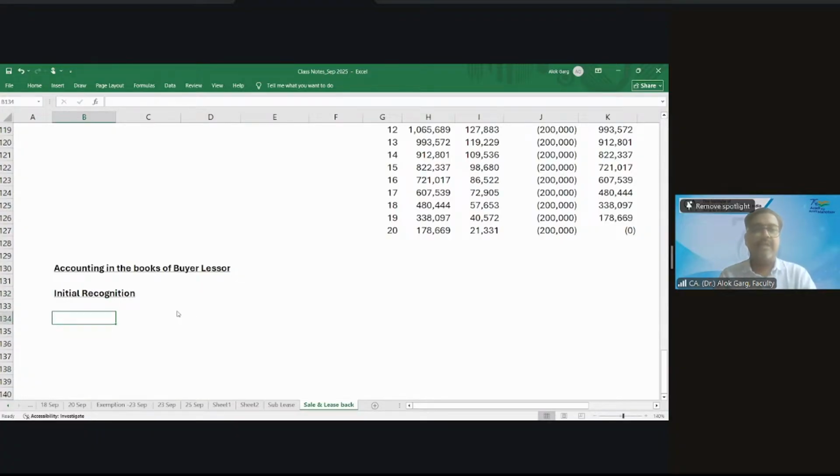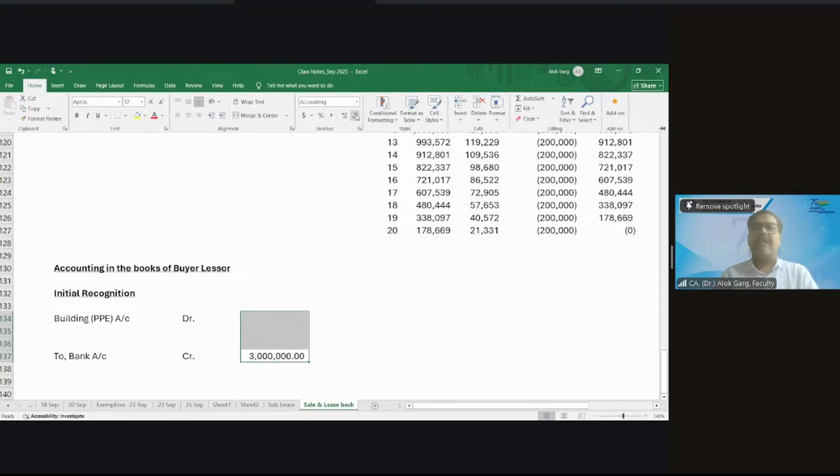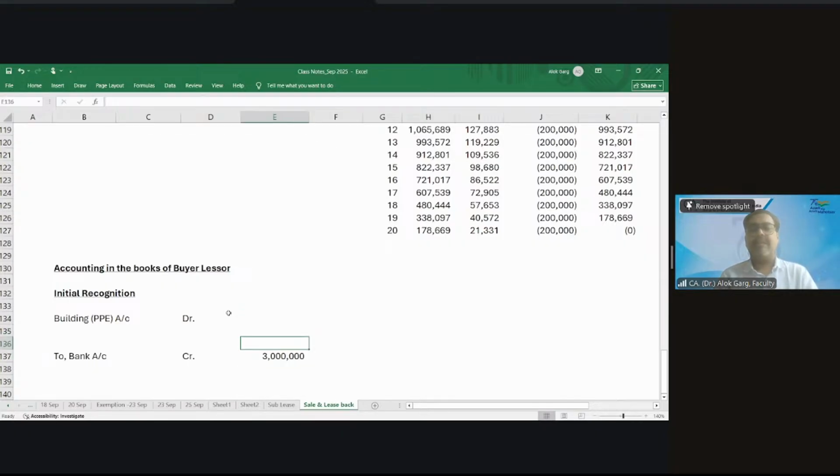Buyer lessor will do building PP account debit. He has bought this building. Bank account credit. What is the amount he has paid? 30 lakh. Yes, sir. But at what value will he debit the building?